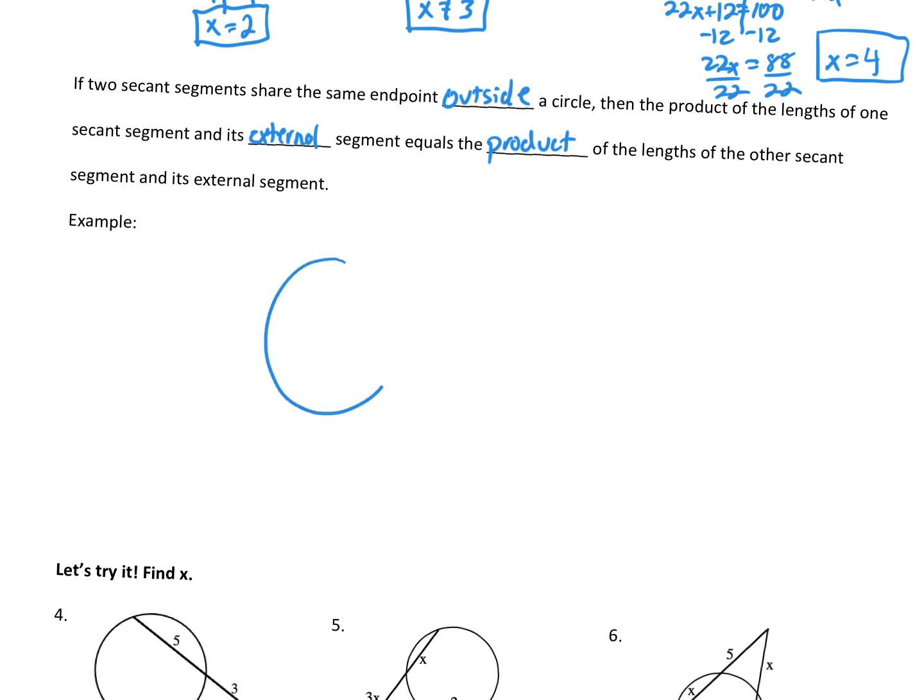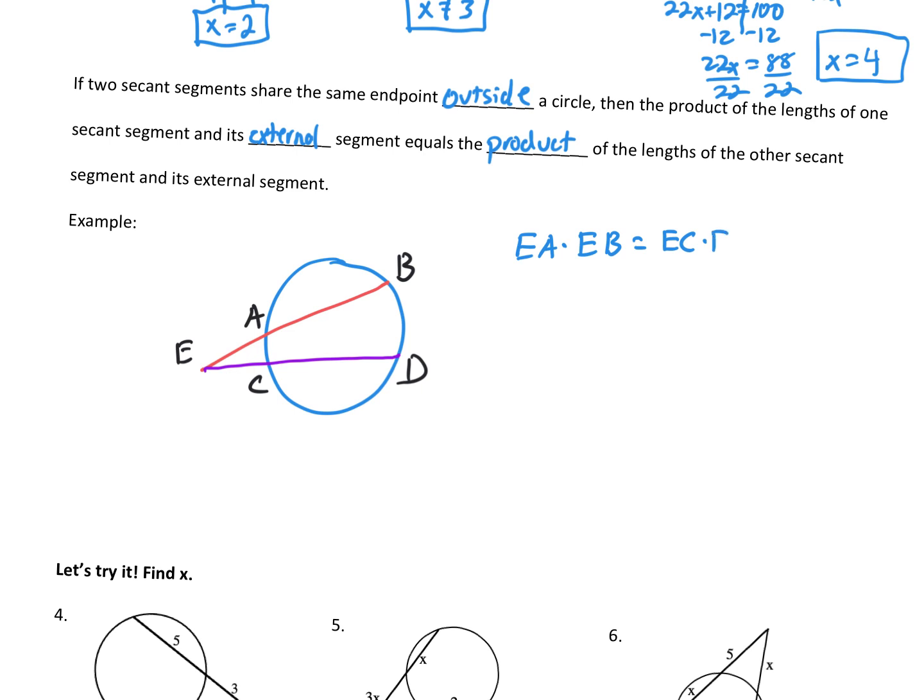So if I had a circle, and we'll call this one segment, and it goes outside, and then we'll say another one, and this goes outside and meets on the inside. And let's label these. Let's call this E, A, B, C, D. We can say E to A, so the red with the red, E to A times the entire thing, EB. So the segment on the outside times the entire thing equals E to C times the entire thing, which is E to D.